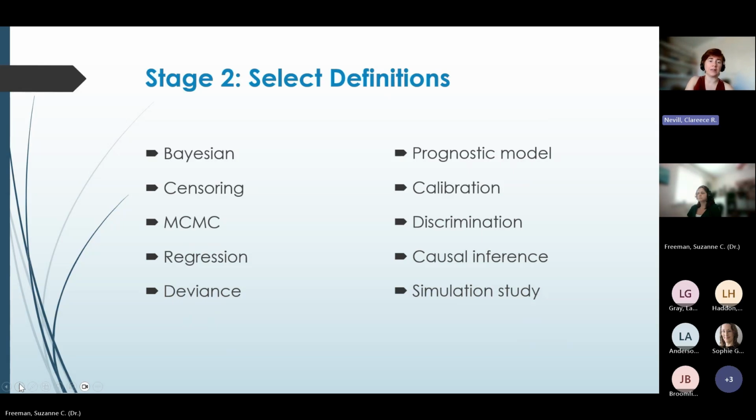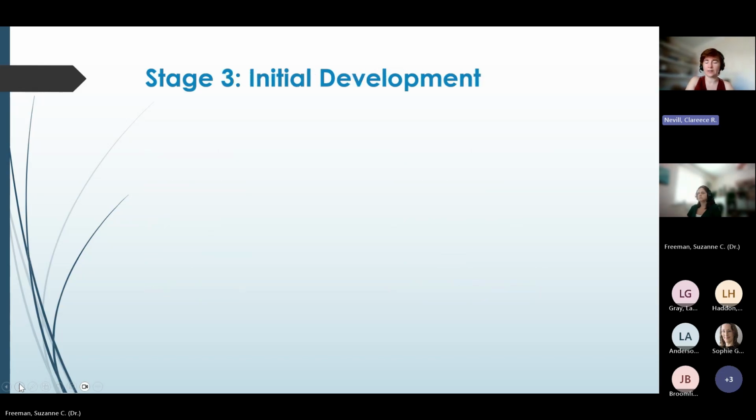So we got Bayesian, censoring, MCMC, regression, deviance, prognostic model, calibration, discrimination, causal inference, and simulation study. I think calibration and/or discrimination were chosen, and because of that we thought we might as well do prognostic model as well, because you sort of need to understand prognostic model to understand what calibration and discrimination are. So we had those 10 terms, so then we went ahead and started doing some initial developments.